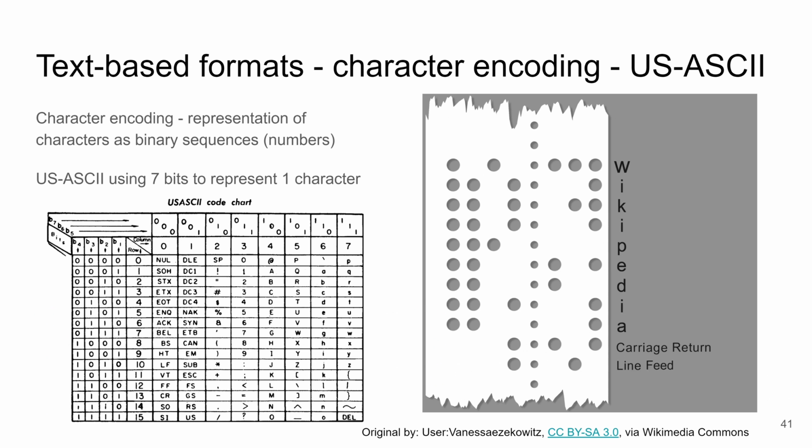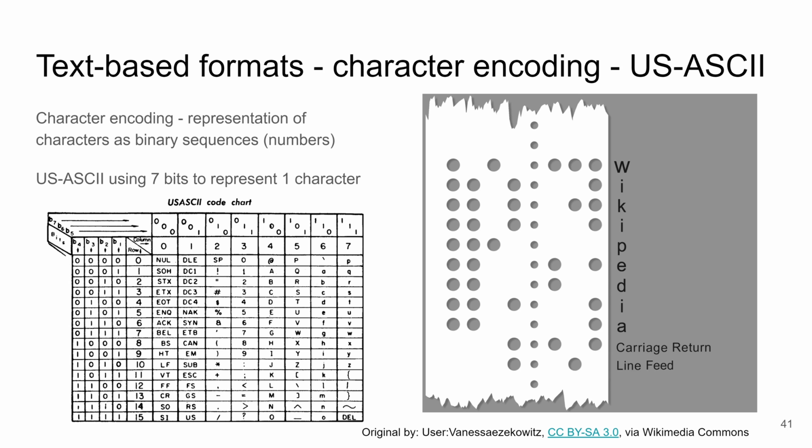So let's talk about character encoding. And let's start with the simplest one, which is US-ASCII. US-ASCII uses 7 bits, so not even a whole byte, 7 bits to represent one character. And on the right-hand side, you can see a representation on a punch card. So on each row, you have the 7 bits. Each bit is either set to 1 or 0. And on the right side, you have what character is encoded using that bit combination.